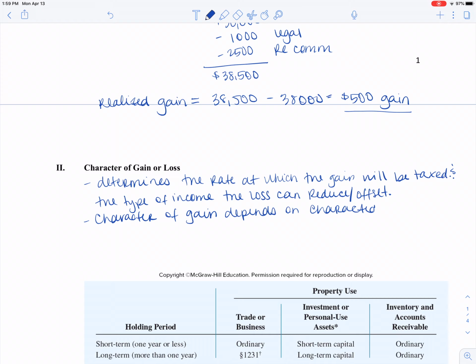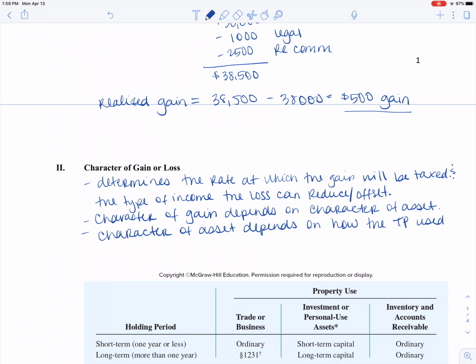So if it's an asset that we're using in our trade or business, that would be different than an asset we're holding for investment purposes. So the character of the gain depends on the character of the asset. The character of the asset depends on how the taxpayer used the asset. So how the taxpayer used the asset.